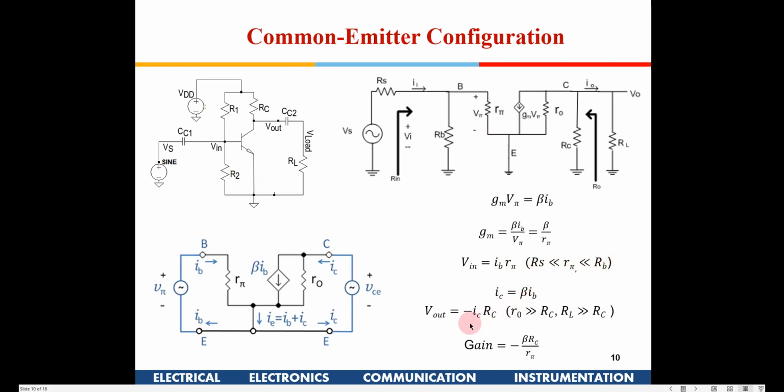Okay, now if you see V out, again here also we are making some assumption: this R0 is very large, and RC also we have to keep much smaller than the load resistance. Okay, the load resistance has to be much larger than RC. Then you get V out is IC RC. Now the gain is nothing but V out by V in. So if you divide that, you will get the gain as minus beta RC divided by R pi.